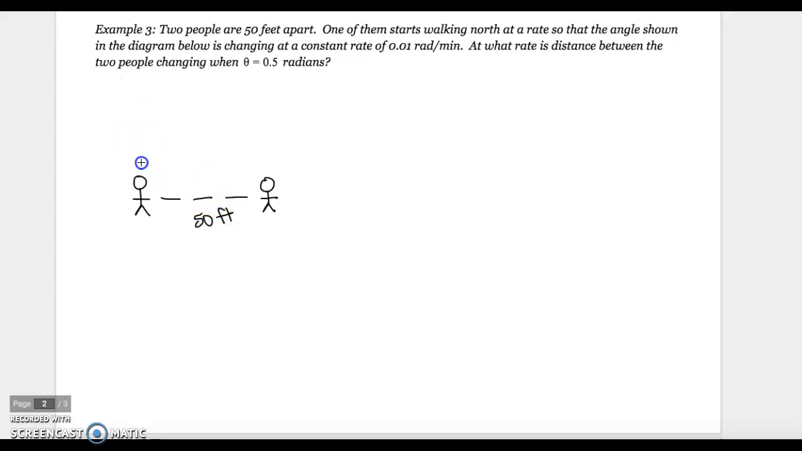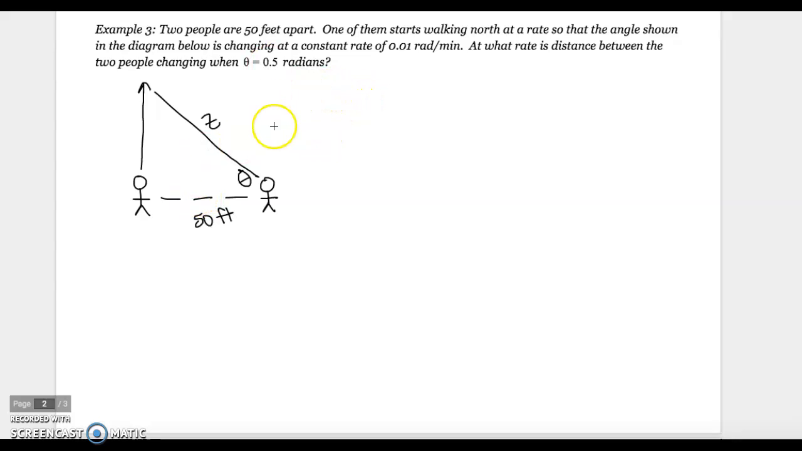And then one person starts walking north, and so then we want to figure out this angle. As this angle changes at a constant rate of 0.01 radians per minute, how this distance between these two people, pretending that's a straight line, changes. So as this person walks north, this person can kind of turn and watch them as they go away. And so then the angle between them would be changing, okay? And so that's basically our diagram that we're going to start off with, and we're going to go from there.